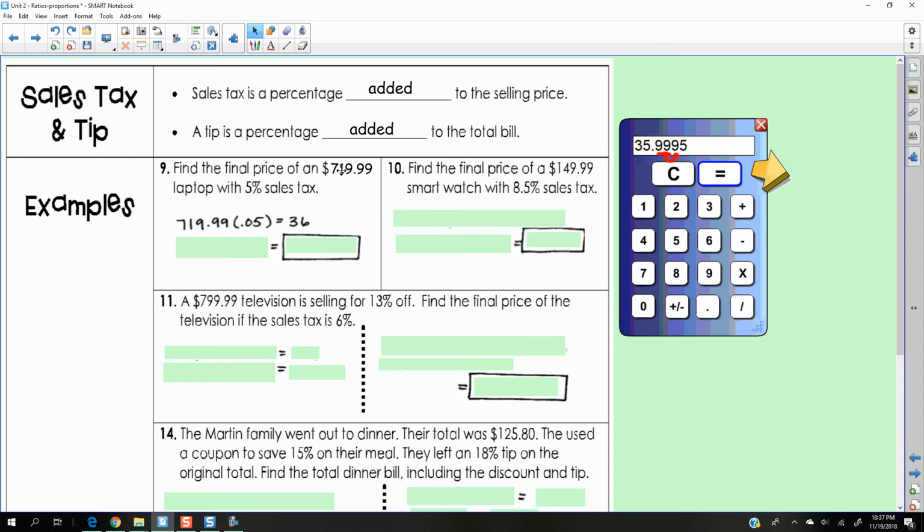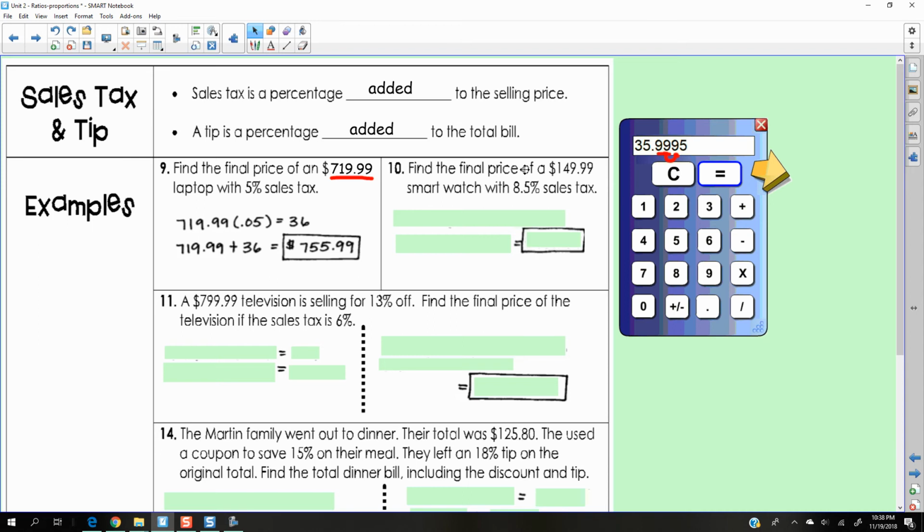So now we take the price, which was the $719.99, and now we're going to add $36. And we end up paying $755.99 because of that 5% tax. And actually, food tax is even more. So food is like 11% tax.